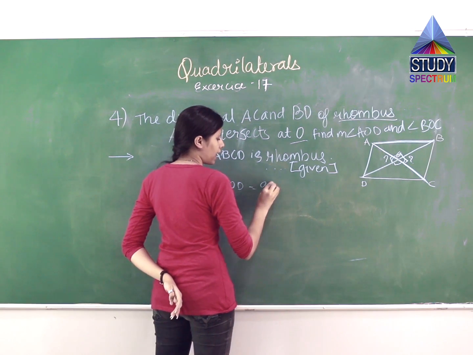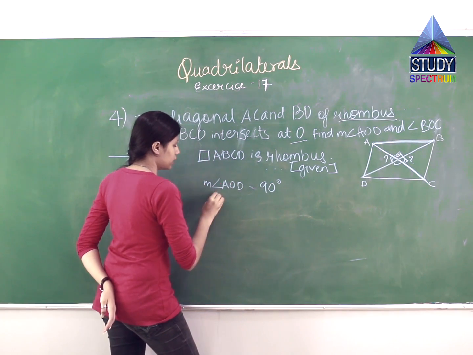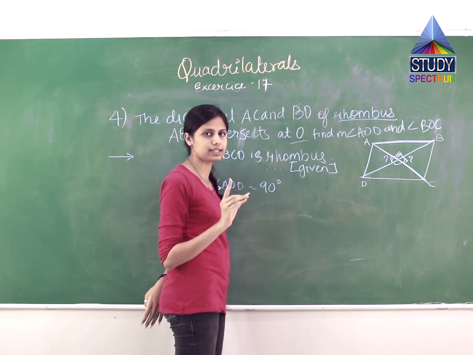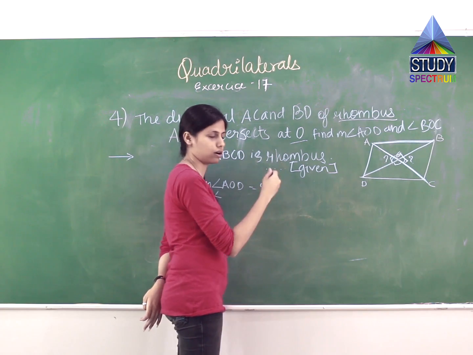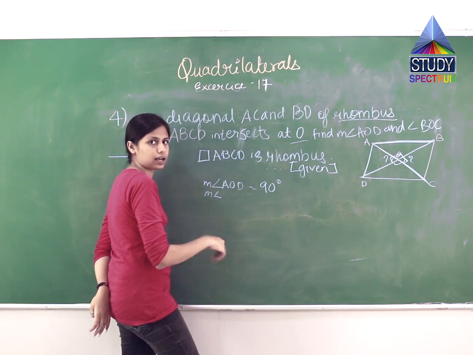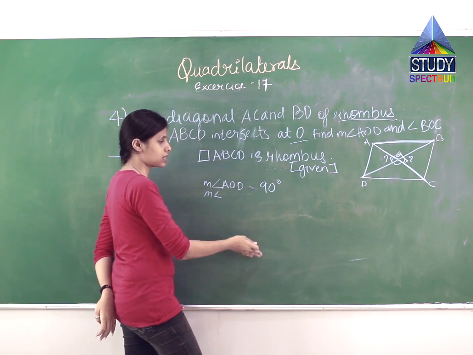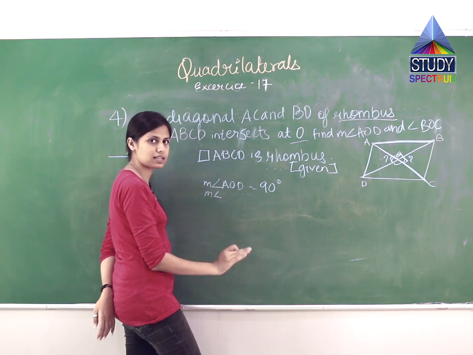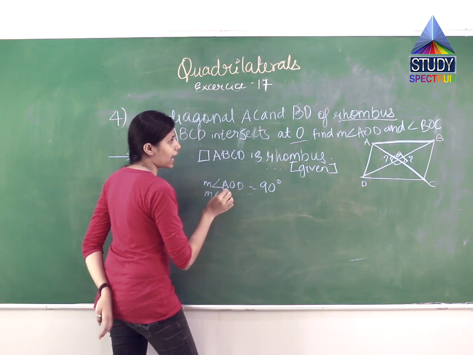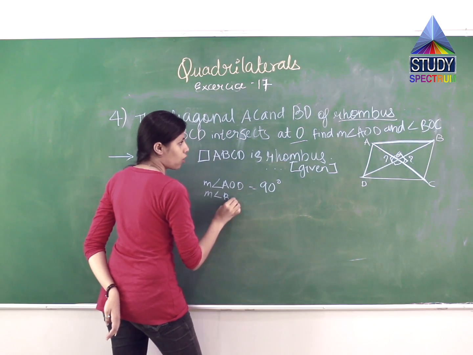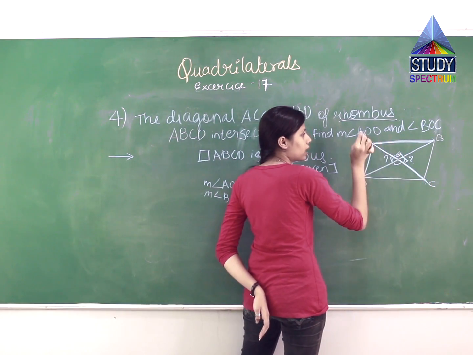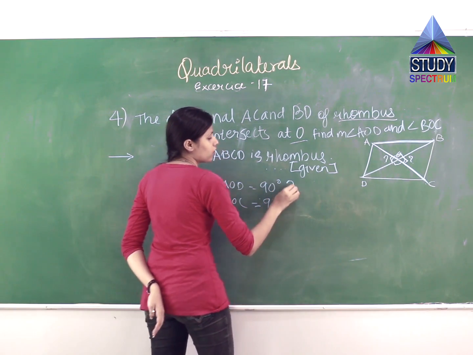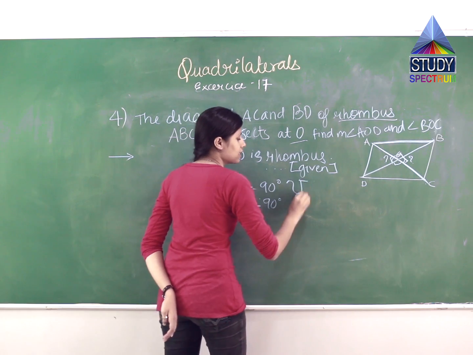AOD is equal to 90 degrees, and measure of angle BOC. Both the angles you can write simultaneously and give only one reason. There is no need to write the first angle and give the reason, and then the second angle and give the same reason. As the measure of both the angles is the same and the reason is the same, you can write it together only. So angle AOD and angle BOC is equal to 90 degrees. Curly bracket and the reason in a square bracket.